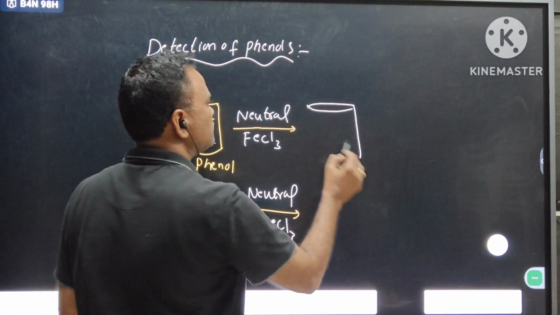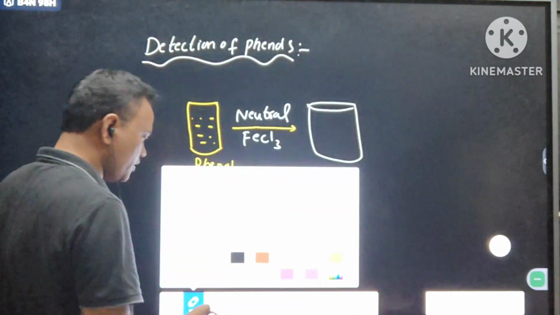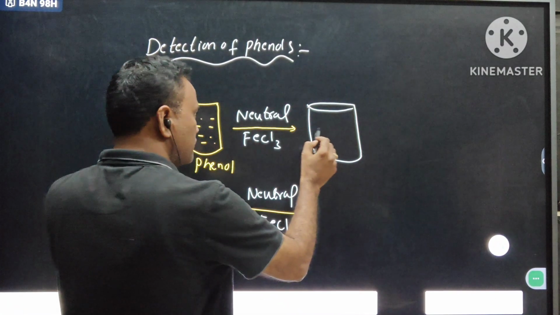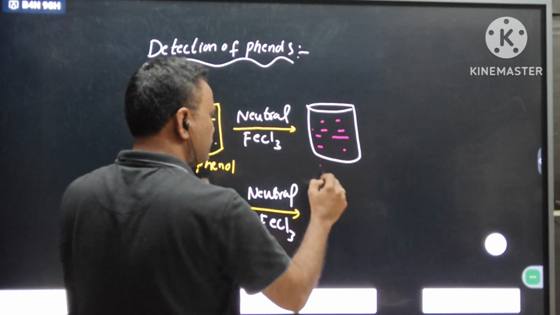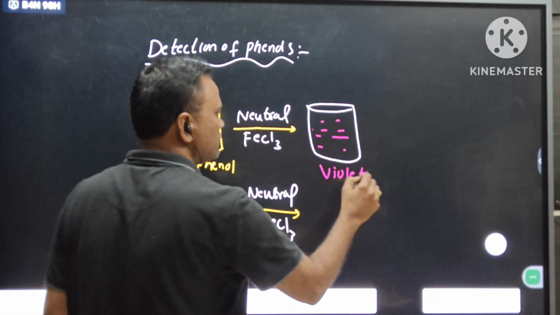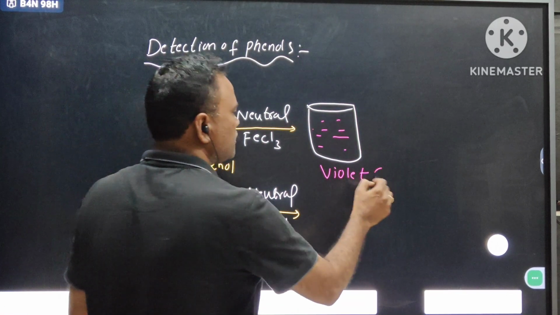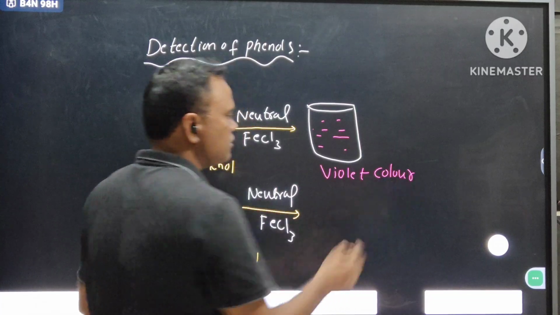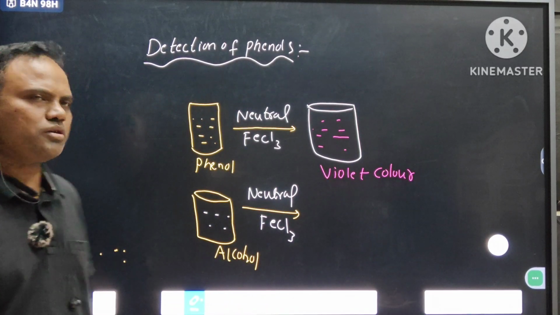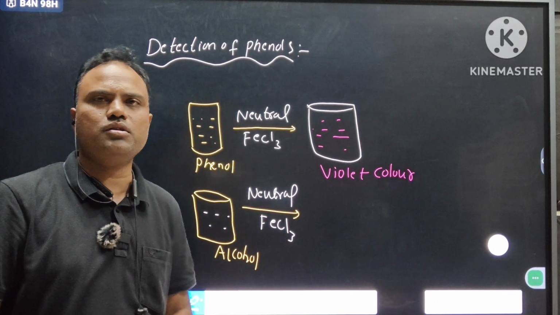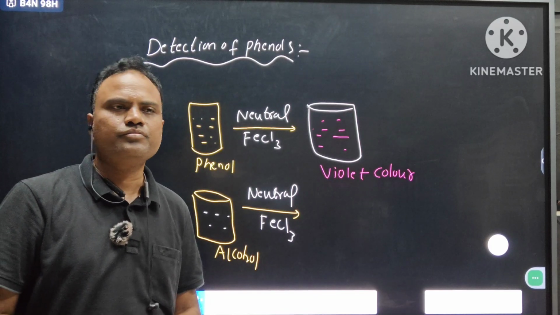If you observe violet color, formation of violet color indicates presence of phenol in the test tube. Violet coloration. What about alcohols? Do they give any color or not?